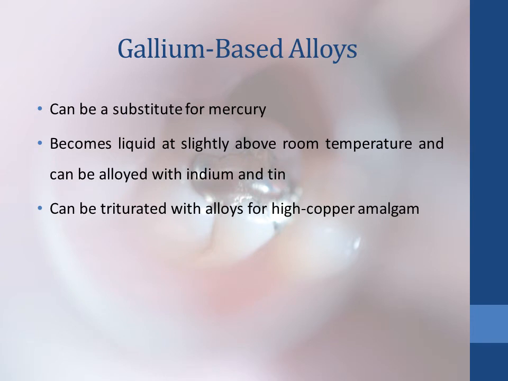Now, gallium-based alloys. Due to the rising concern of mercury toxicity, gallium has also been used to alloy the silver amalgam powder. It can be used as a substitute for mercury, and it becomes a liquid at slightly above room temperature and can be alloyed successfully with indium and tin. However, the results weren't very promising, so it was discontinued, and we still use the mercury-based alloys in practice.